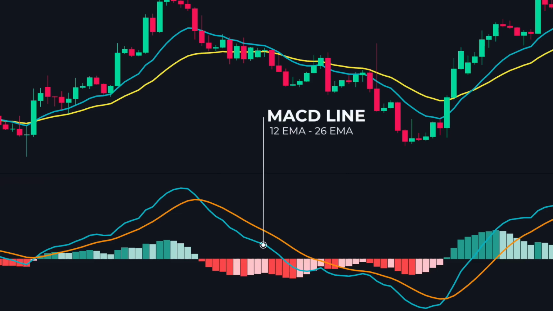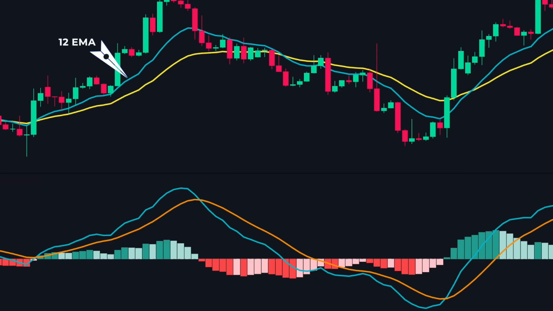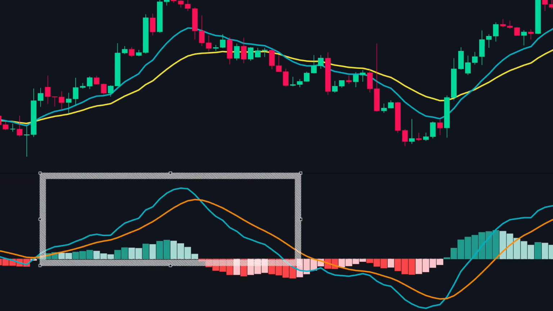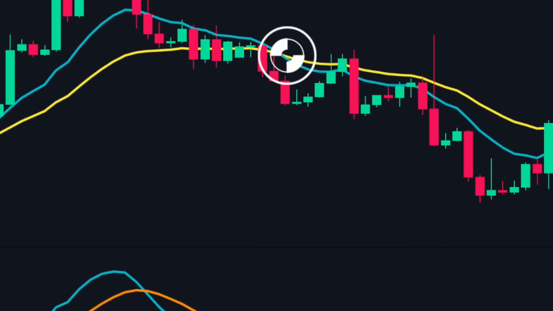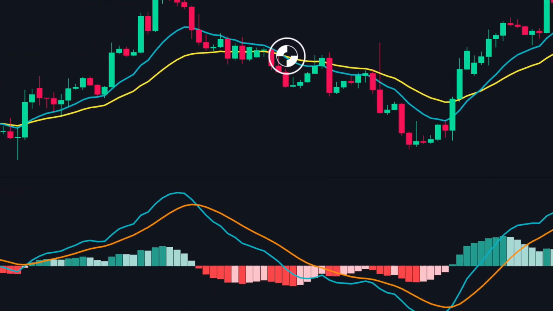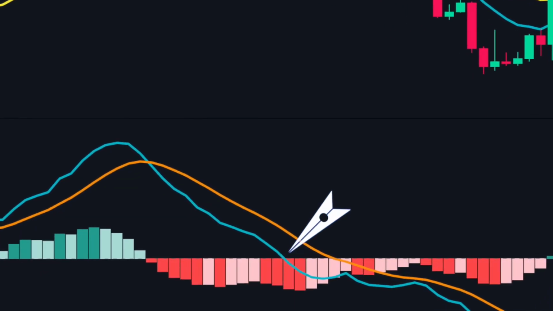The MACD line is calculated by subtracting the 26-period EMA from the 12-period EMA. This means that whenever the 12 EMA is above the 26 EMA, the MACD line will be above 0. When the 12 EMA moves below the 26 EMA, the MACD line goes below 0.